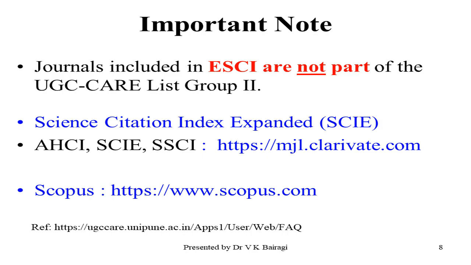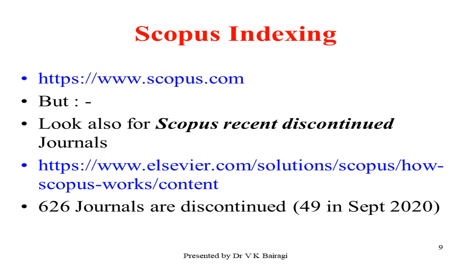The second globally recognized database, which is part of the UGC CARE list, is the Scopus database. Researchers can find the list of Scopus indexed journals on scopus.com. One can search with ISSN number, but researchers also need to look at the Scopus recently discontinued journal list, which is available on the Scopus website and also available on other websites.